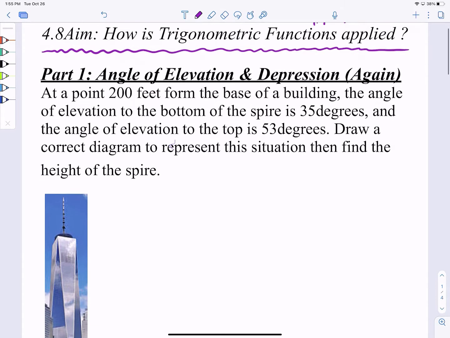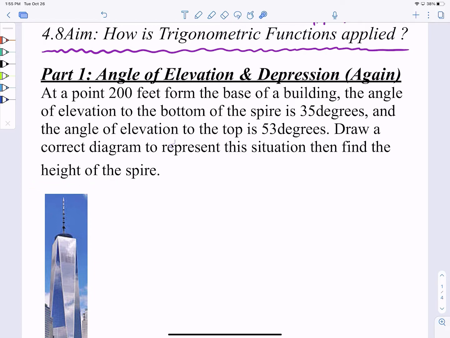All right. So part 1, angle of elevation and depression again. Why do I say again? Because I feel like we've dealt with this a lot, okay? Now, at a point 200 feet from the base of a building, the angle of elevation to the bottom of the spire is 35 degrees, and the angle of elevation to the top is 53 degrees. Draw a correct diagram to represent the situation, then find the height of the spire.